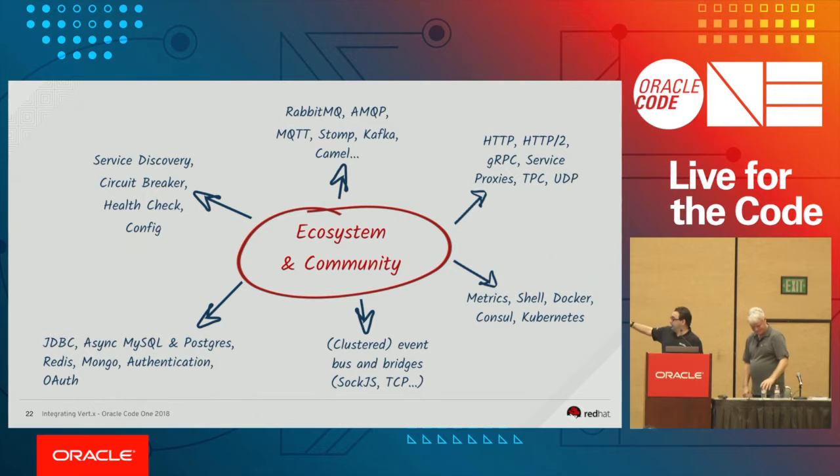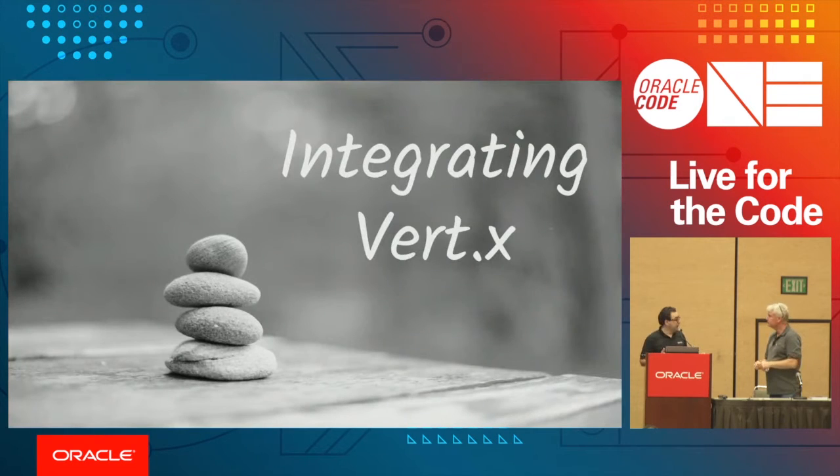We have a lot of primitives for ops, too. I have an ops background, so I want to sleep at night and have alerts and stuff like that. And we obviously have data access, so you can do almost anything. Integrating Vert.x. So where did you integrate Vert.x, Kirk?